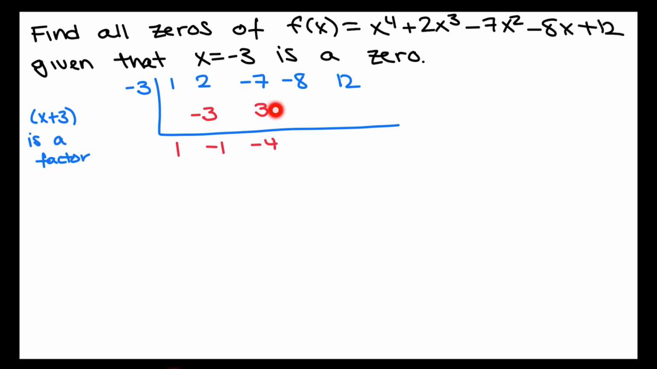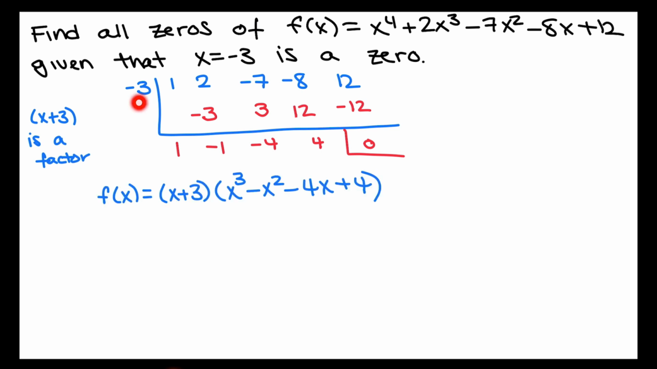Negative 1 times negative 3 is positive 3. Add, I get negative 4. Negative 4 times negative 3 is 12. Add, I get 4. Finally, 4 times negative 3 is negative 12. Add, I get 0. That has to happen. I have to get a remainder of 0 since negative 3 is a zero of the function. So now we have technically divided or factored out that x plus 3, and we're left with a 1x to the third minus 1x squared minus 4x plus 4.